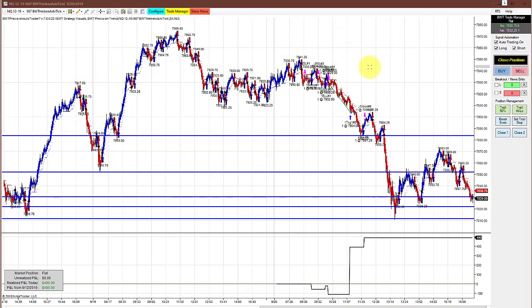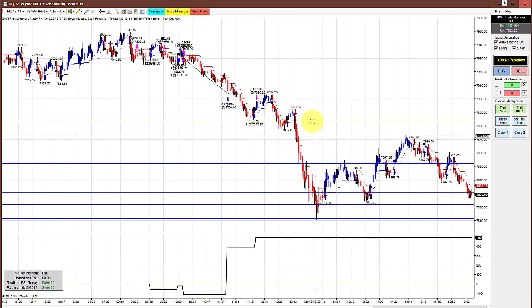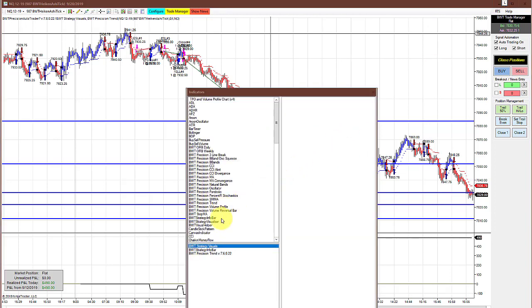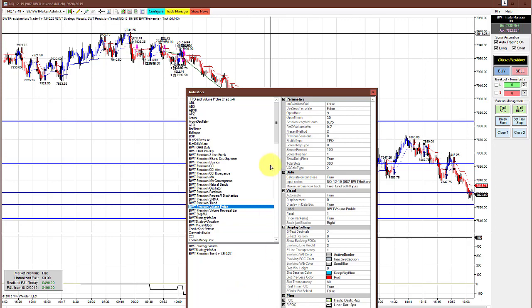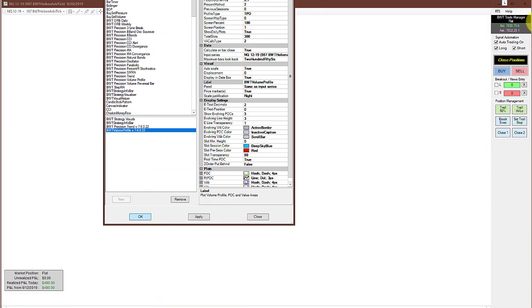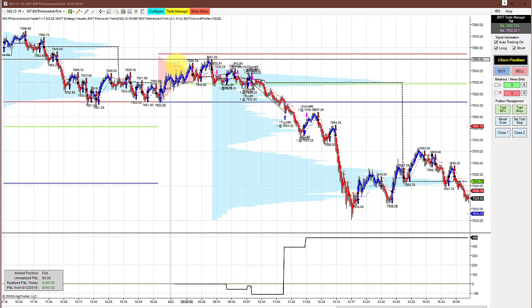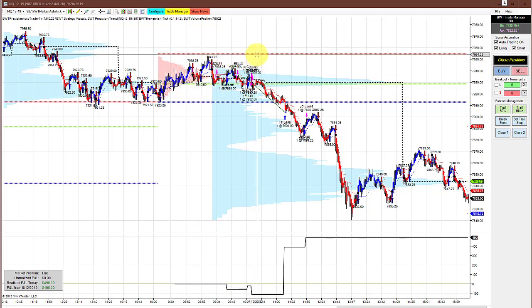But I want to overlay the volume profile. The BWT volume profile indicator is a great indicator, and that will help you to see these levels very easily. So here I'm going to plot the BWT volume profile. I'm going to get rid of these lines so we can see it clearly. Okay, so the high and low of the value area.